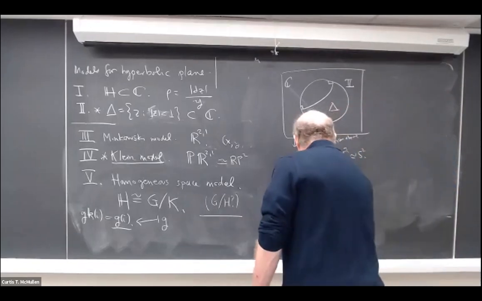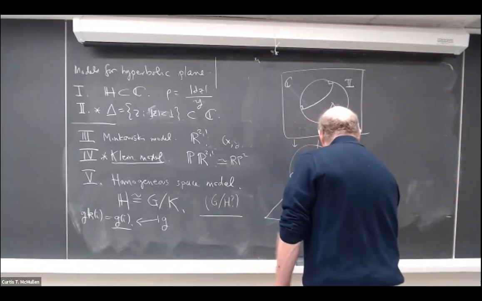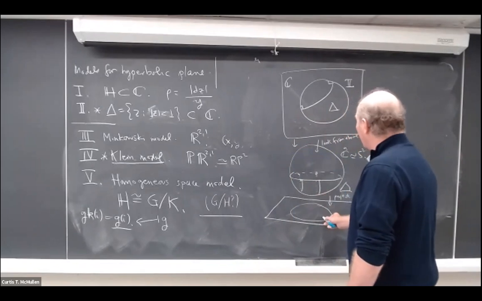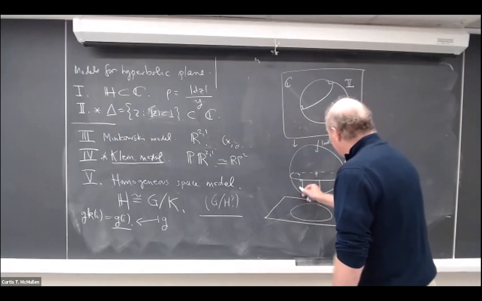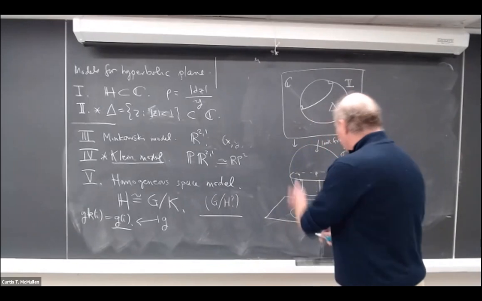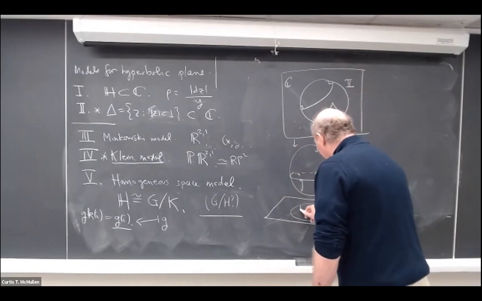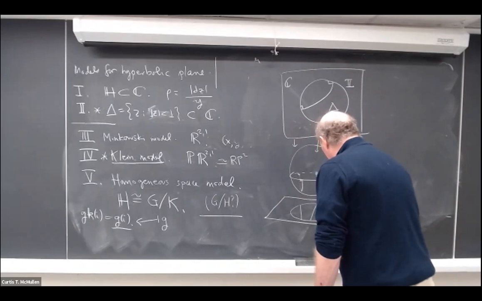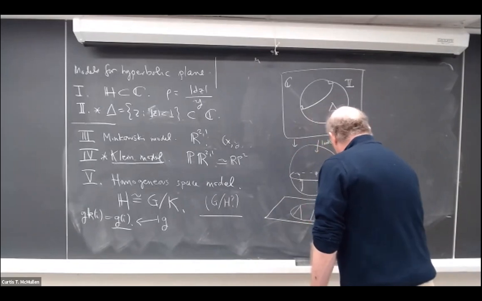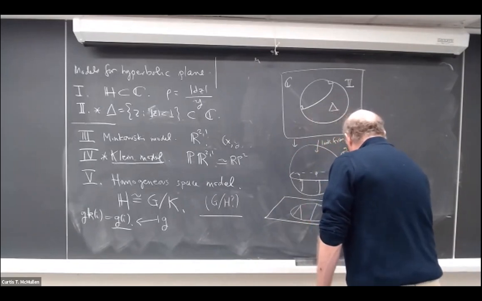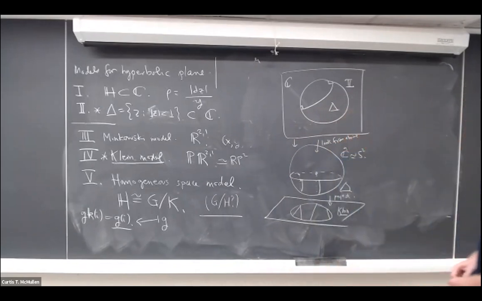And when you project to the plane, the projection of the southern hemisphere is again a round disk. But now each of these lines, because you're projecting in the vertical direction, each of these semicircles projects to a straight line. And that's the connection between the Klein model and the Poincare model.